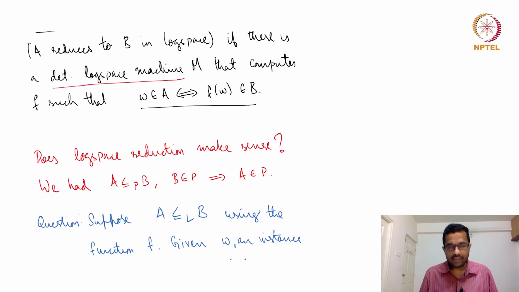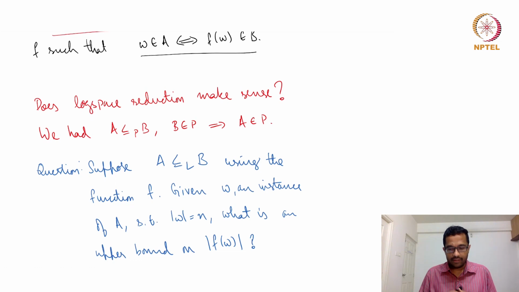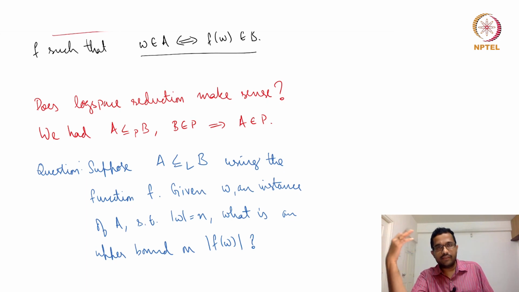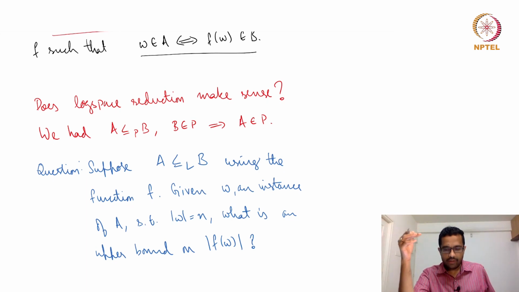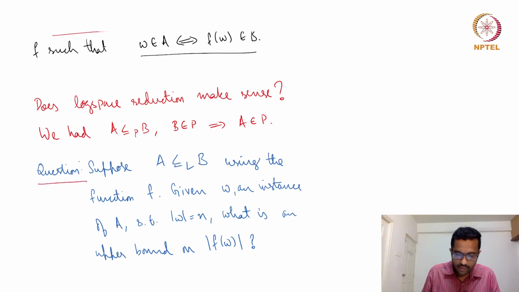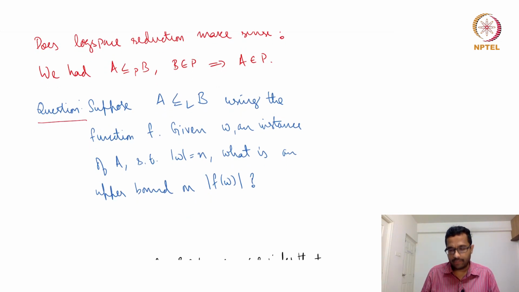We had this neat thing in polynomial time reductions: when A is reducible to B in polynomial time and B is itself in polynomial time, then we could combine the reduction with the decider for B to infer that A is also in polynomial time. Can we do the same thing? Suppose A is reducible to B in logarithmic space using a function f. If we have a decider for B, can we get a decider for A? Let's try to understand.